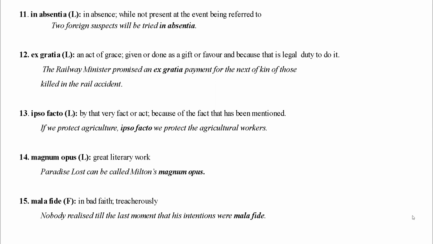Here the example is: 2 foreign suspects will be tried in absentia. So 2 foreign suspects will be tried in absentia in the sense these foreign suspects are somewhere in a foreign country, but they will not be present for their trial. Trial means because they have committed some mistake and they will be tried. They will be tried in absentia. So that is in absentia.